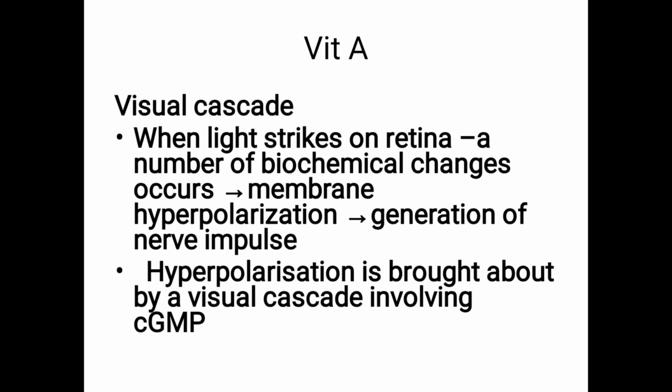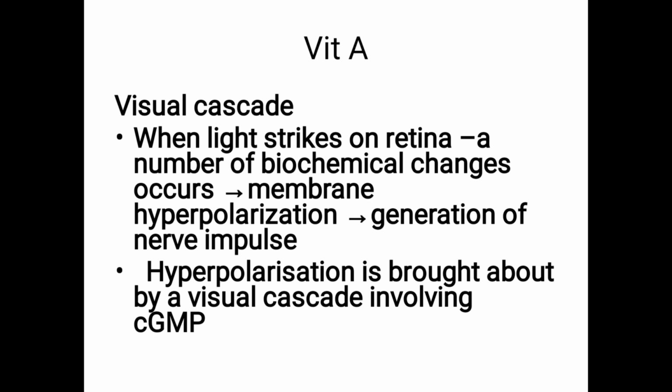Now the visual cascade: when light strikes the retina, a number of biochemical changes take place. There is membrane hyperpolarization, which you have studied in physiology, generating an action potential, that is, the generation of a nerve impulse. Hyperpolarization is brought about by the visual cascade involving cGMP.